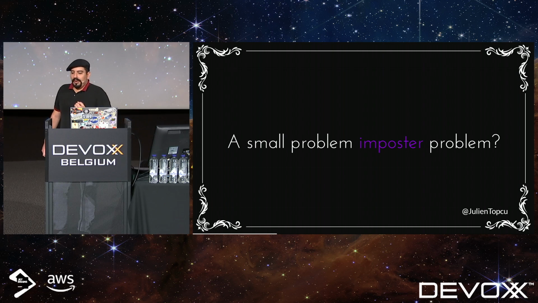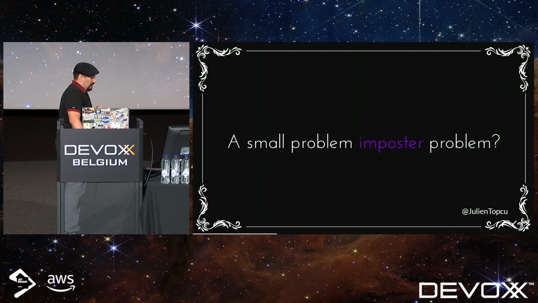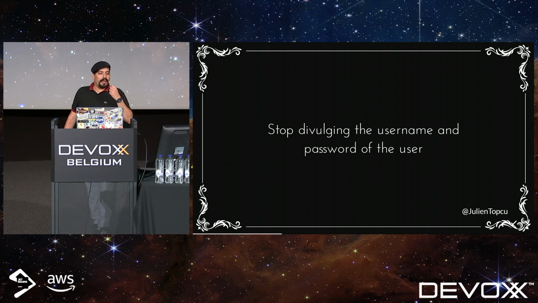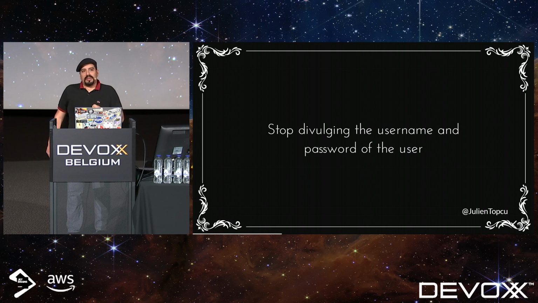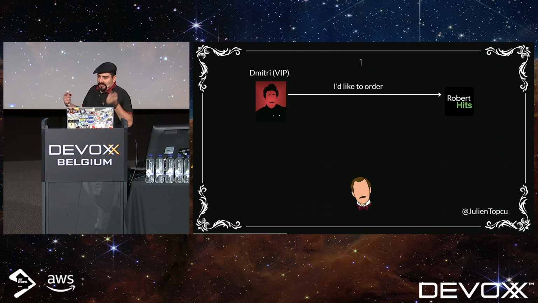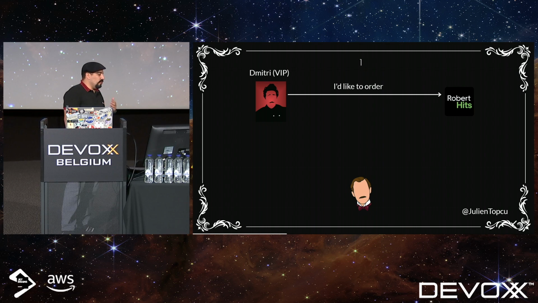So to fix that problem, OAuth includes something which is really great, because with OAuth, you can stop divulging the password of your user to third-party applications and third parties. To show you how it works, here we will change the process a bit. Now when Dimitri calls Robert Hitz, he knows that he no longer has to give his password. This is too dangerous. And we also told Robert Hitz to no longer ask for the password of our VIPs.